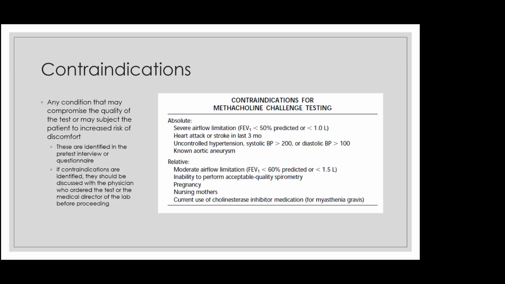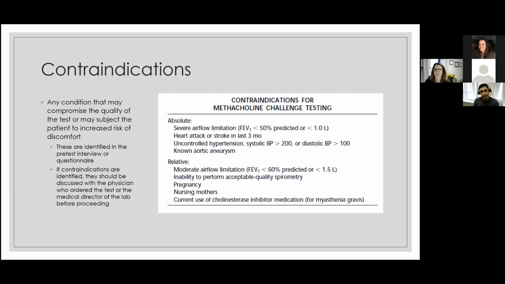It's a great resource, and they list several absolute contraindications, including the presence of severe airflow limitation depending on the FEV1, if they've had a heart attack or a stroke in the last 3 months, if their blood pressure is uncontrolled, or if they have a known aortic aneurysm. Those are all absolute contraindications. Relative contraindications do exist, and you do have to take them into account, including things like the degree of FEV1, the inability to perform an adequate spirometry, pregnancy, nursing mothers, and if they're using certain medications that can potentially interfere with the medication administered during the test.